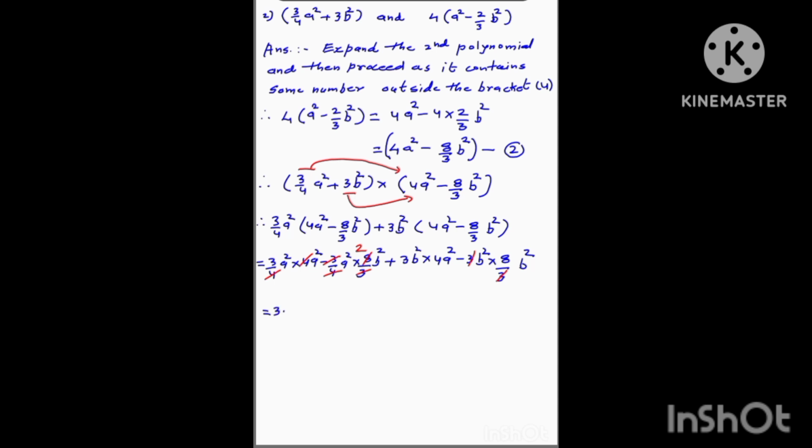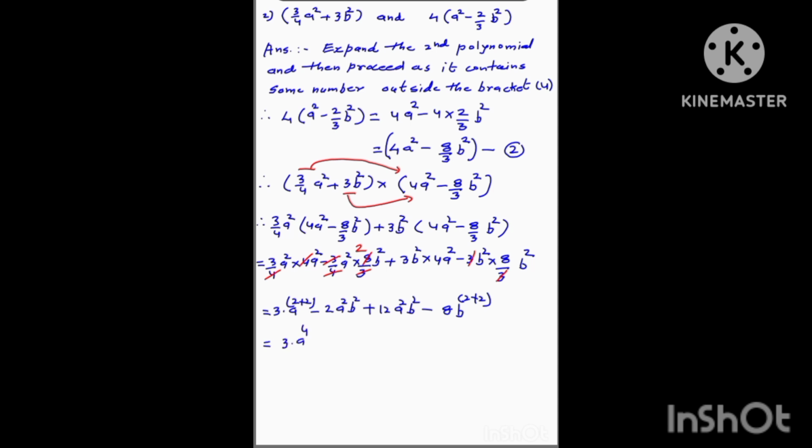So 3 into a raised to 2 plus 2, minus 2 a square b square. See, 2 is there, a square is there, b square is there. Now 4 into 3 is 12 a square b square, minus 8, b raised to 2 plus 2.